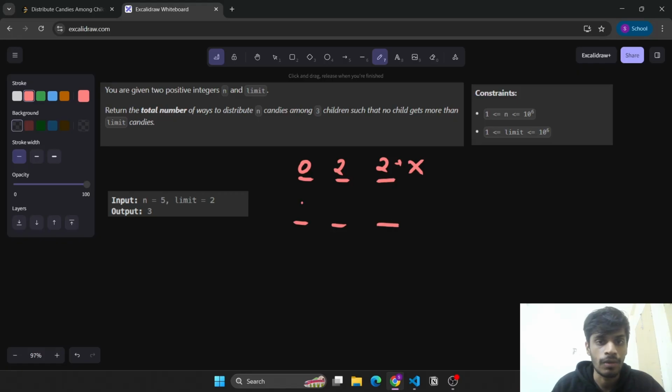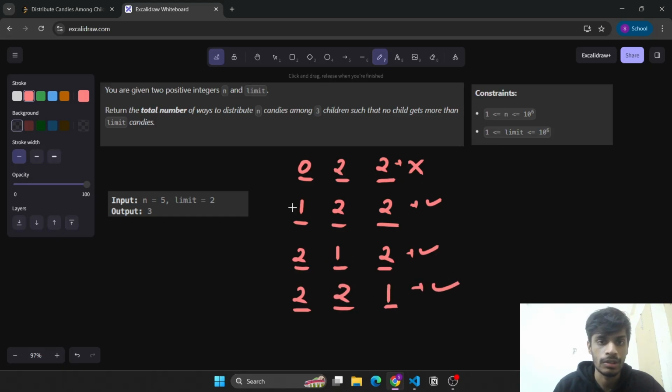If we give the first child one candy, then we can give the second child two candies and the third child also two candies. So this way is possible. Let's try to give the first child two candies, then we can give the second child one candy and then the third child two. So this is also possible. Then we can give two candies to the second child and one candy to the first. So these are the three possible ways of distributing the n candies. Here n was 5 with limit as 2, so the output was 3.